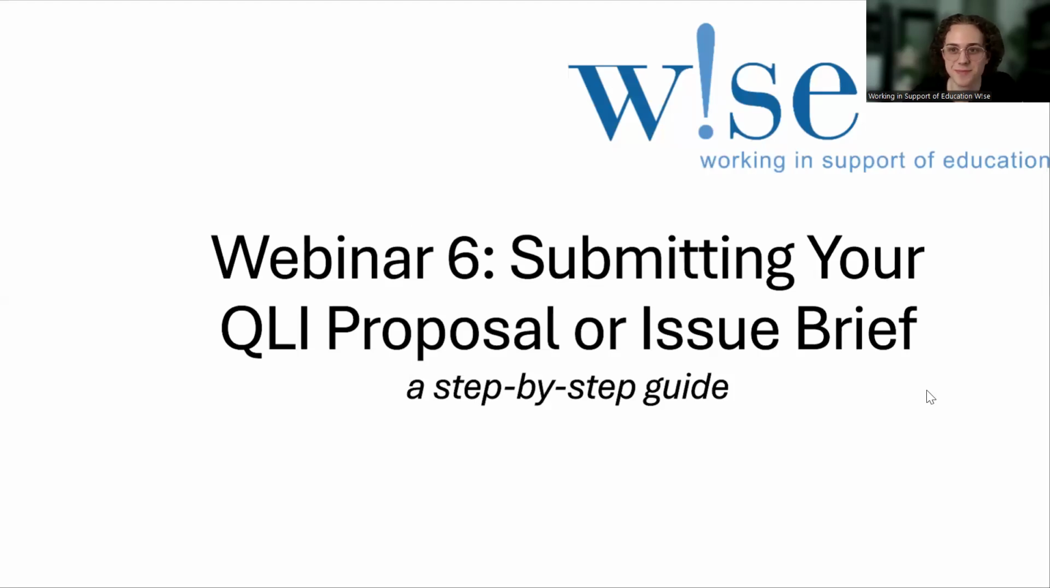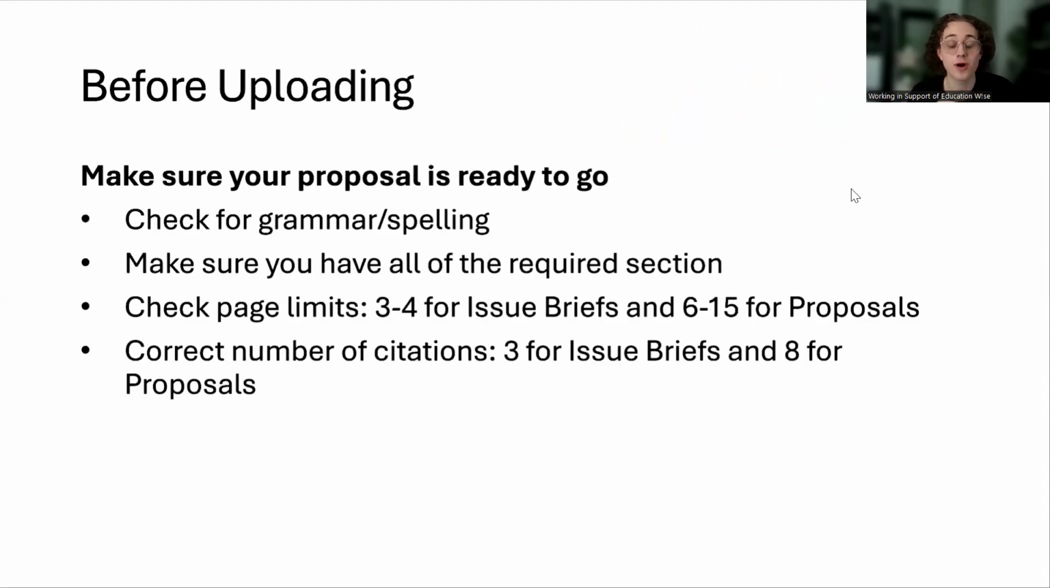Okay. A step-by-step guide. Before uploading, there's a few things that I want you to keep track of. Make sure your proposal is ready to go. So make sure you've checked grammar and spelling throughout. Make sure you don't have any of those apparent errors. Make sure you have all the required sections. That is a great way for your proposal or issue brief to be disqualified, is if you don't have one of the sections or you don't have all of the pieces together.